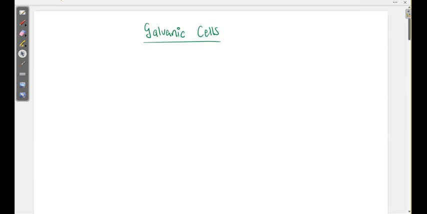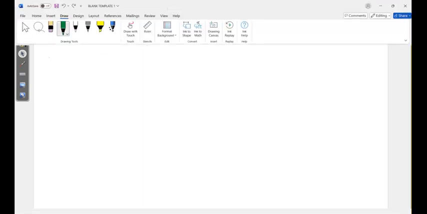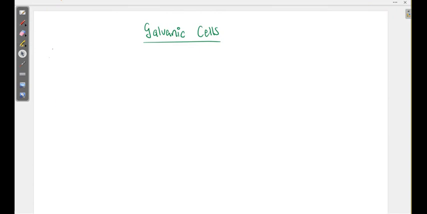Galvanic cells. In this part of chemistry, we're doing electrochemistry, where we're dealing with the interaction between chemical reactions and electricity. Electricity is essentially current flow. Once you have current that is flowing, then you have electricity.